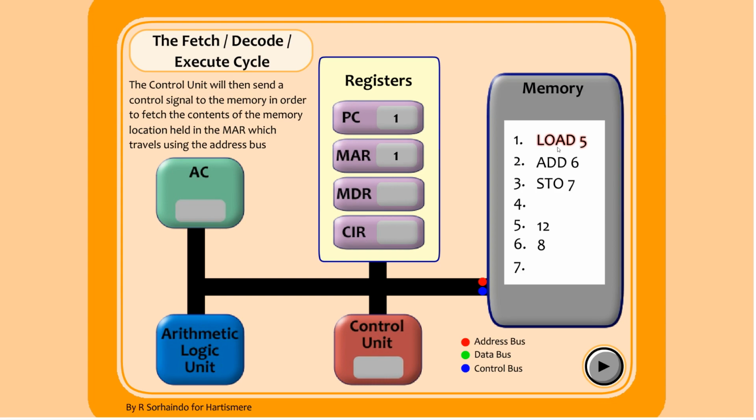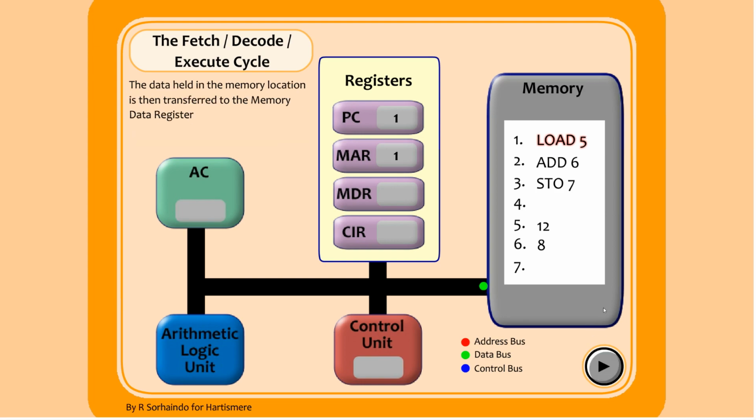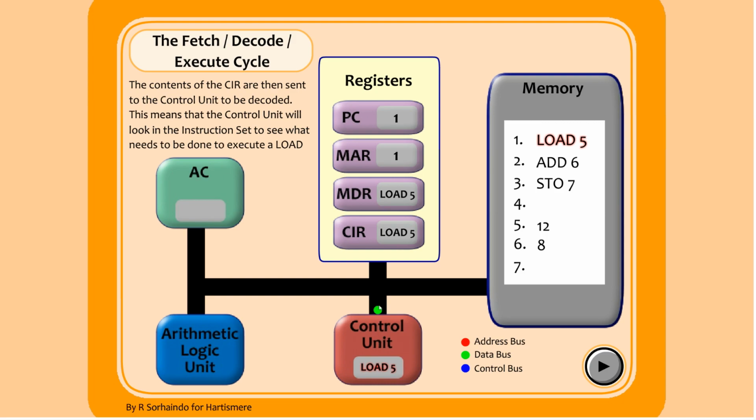In this address we've got some data that says load 5. So notice we went from the memory address register, down the address bus to memory address number 1, and it's coming back down the data bus with the data load 5. That's gone straight into the MDR. Because that is the current instruction we're going to do, it's taken from the memory data register into the current instruction register and goes over to the control unit to be decoded.